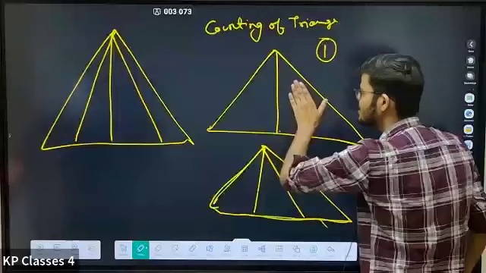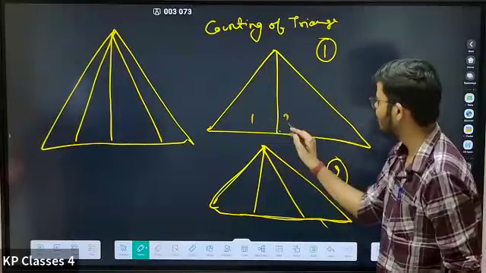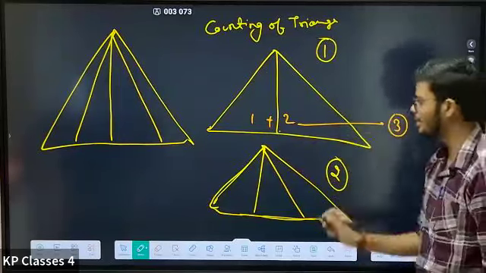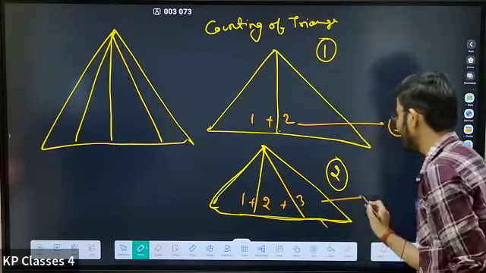Like this is one triangle, this is another triangle, this bigger one is a triangle. So total three triangles are there. Count one and two, just add it, you'll be getting what? Three. How many triangles are there? Three are there. Here also 1, 2, 3. Add all these numbers. How many triangles are there?